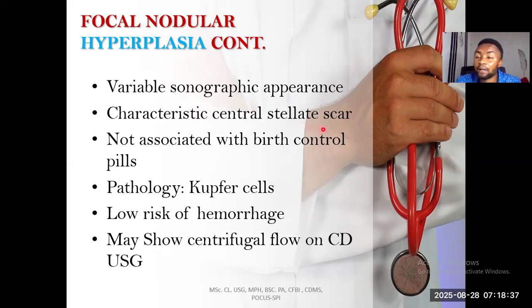Characteristic central stellate scar. Yes, you see the lesion and you are seeing a scar in the lesion, white stuff inside at the center. That should tell you it is FNH. What will help you know that this is FNH is the central stellate scar.